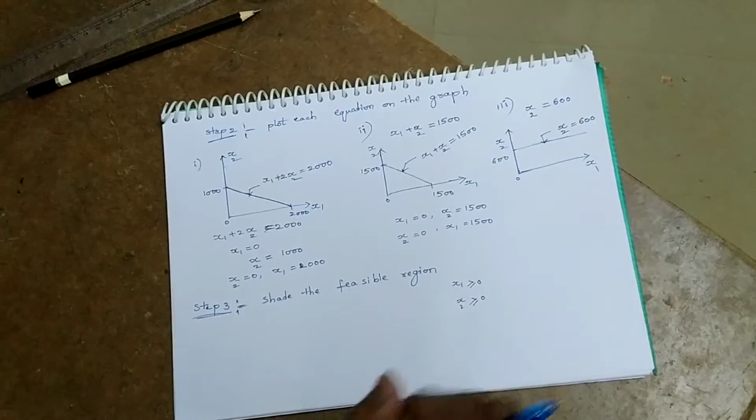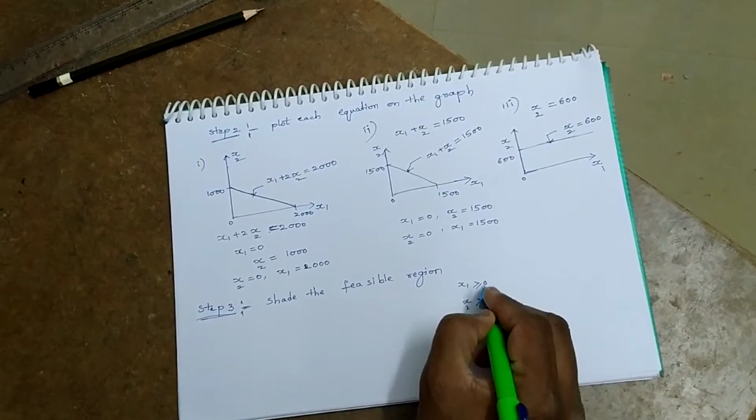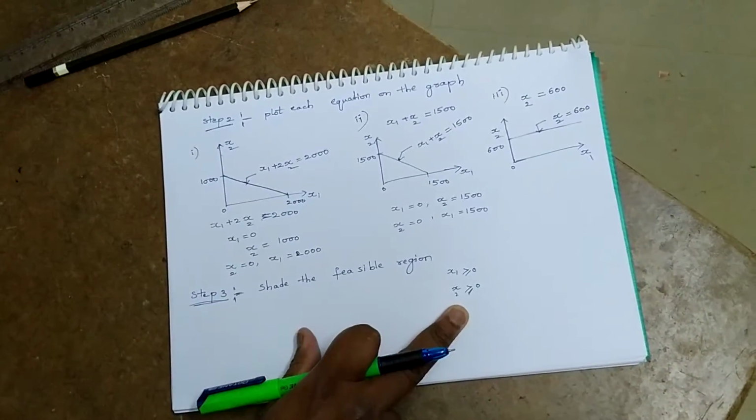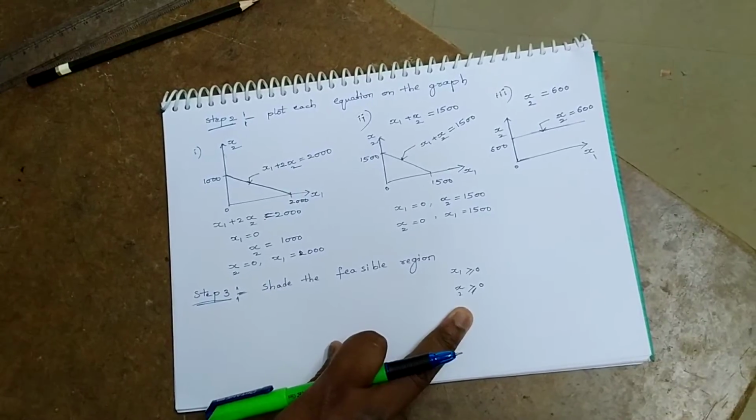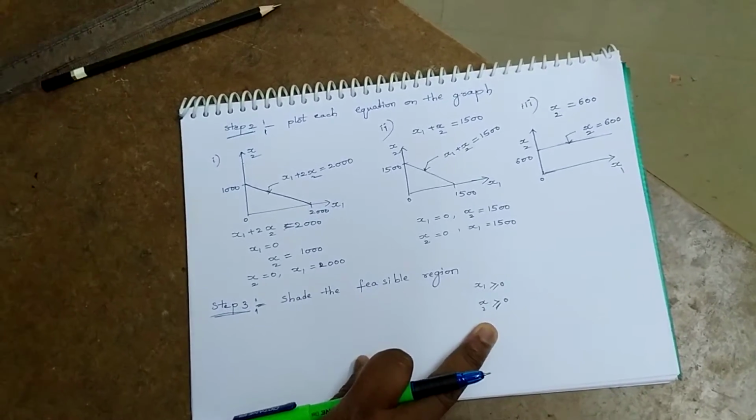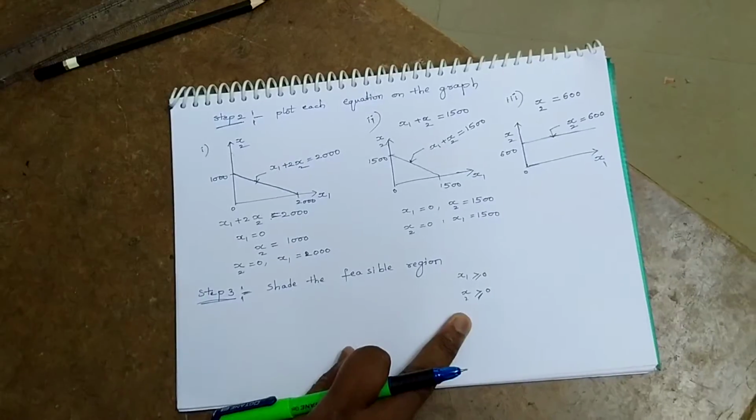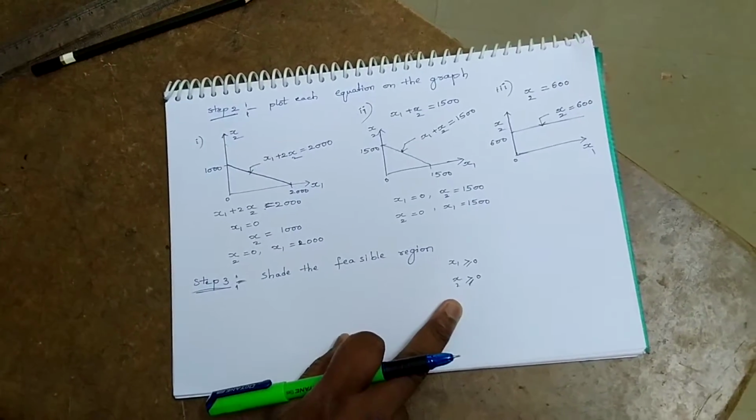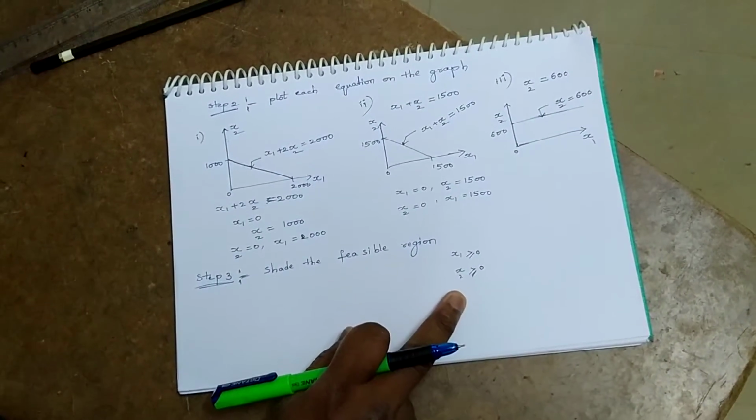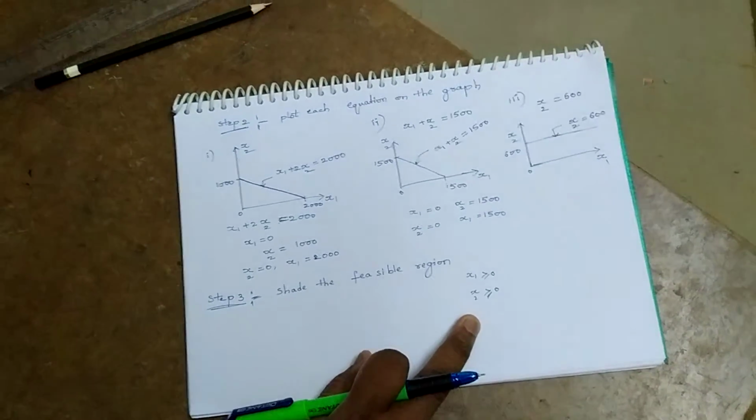Please do remember, all of you, if x1 is greater than or equal to 0 and x2 is greater than or equal to 0, it means the region should lie in the first quadrant. Along with this, we are going to find one particular feasible region or solution space which is going to satisfy all the constraints.